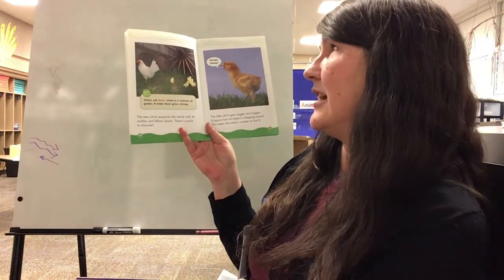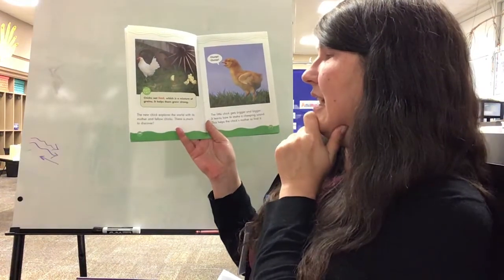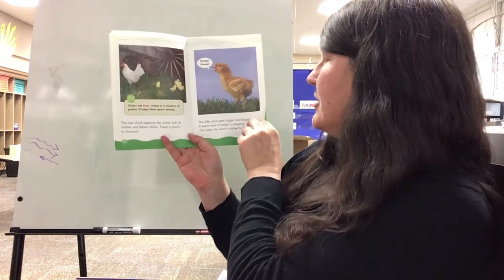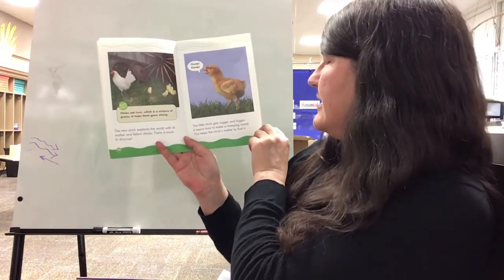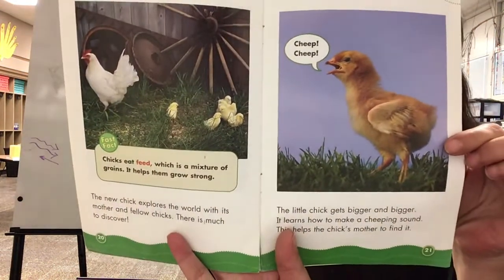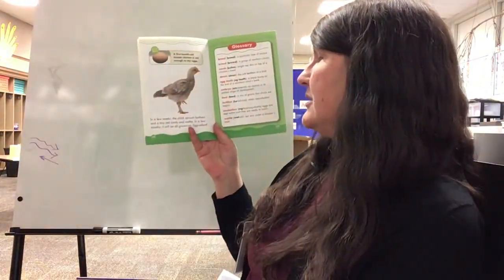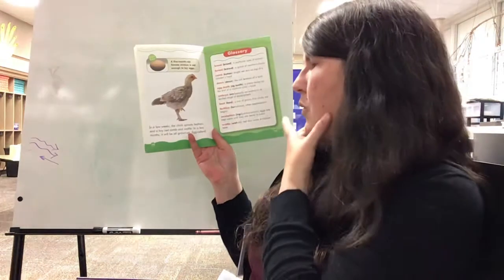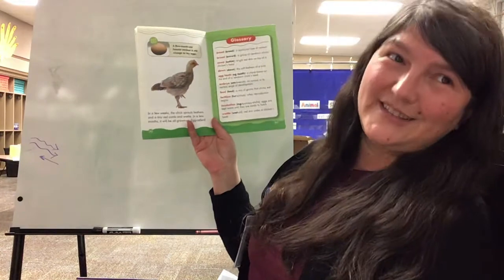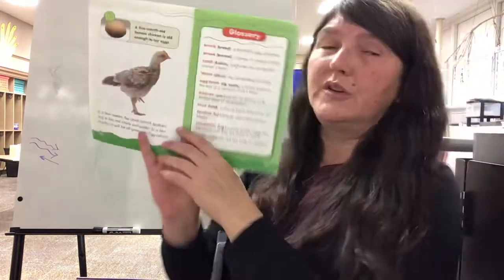There is much to discover. Chicks eat feed, which is a mixture of grains. It helps them grow strong. The little chick gets bigger and bigger. It learns how to make a cheeping sound. This helps the chick's mother find it. Cheep, cheep. In a few weeks, the chick sprouts feathers and a tiny red comb and wattle. In a few months, it will be all grown up. Excellent. A 5-month-old female chicken is old enough to lay eggs.